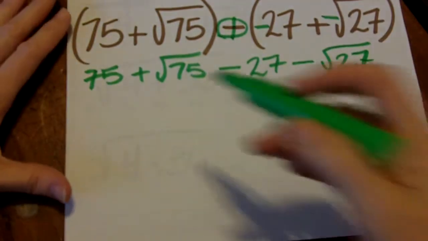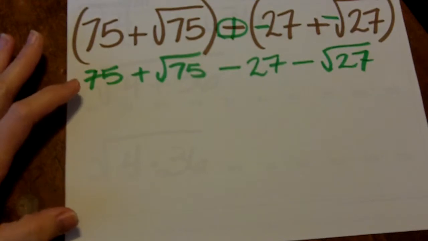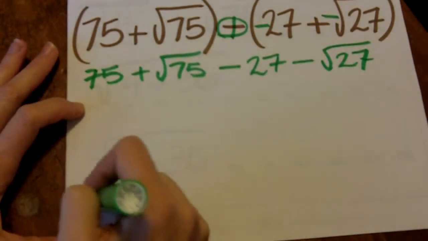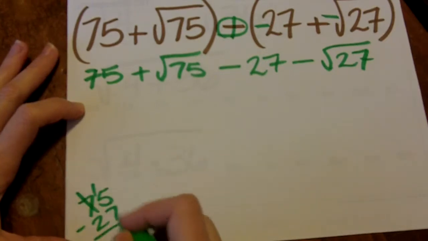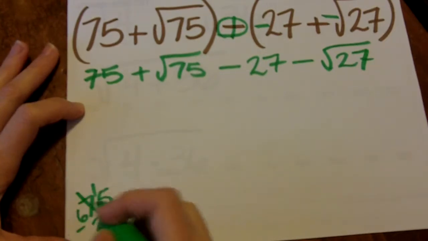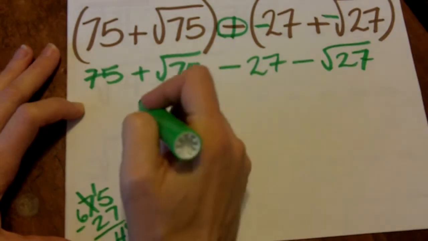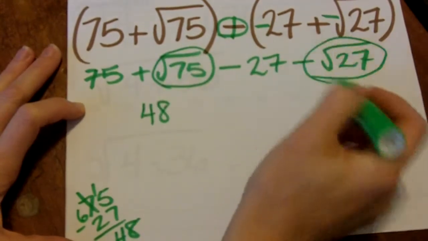Well, I can combine 75 and 27, not in my head. I think it must be 48. Is that it? Let's see. 75 minus 27, just kidding, yeah, 48. All right, so we end up with 48, okay? But I have to deal with this and this.